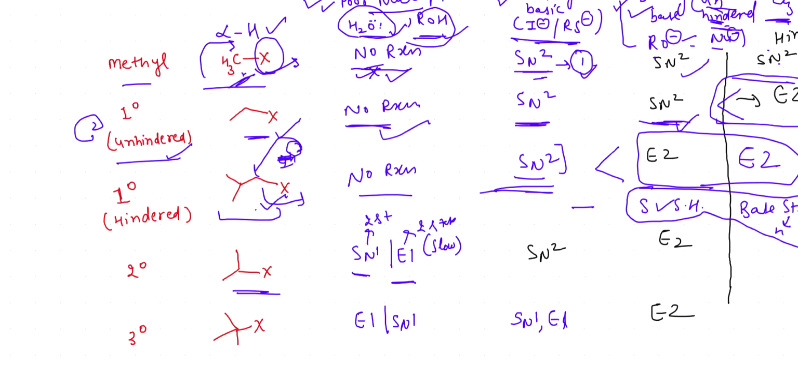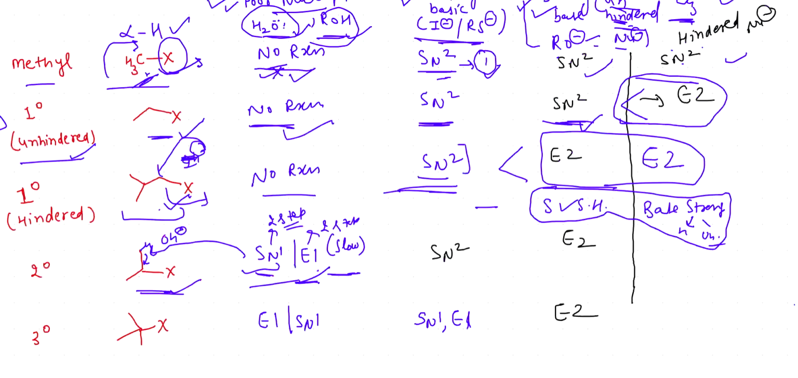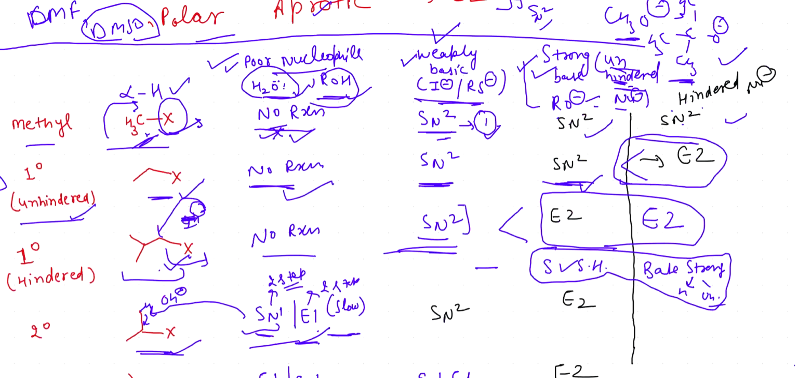So the first step in both is the formation of a carbocation. After formation of the cation in SN1, the nucleophile attacks, but in E1 the proton will be abstracted. Clear? But this is slow because the substrate is a secondary halide. If the nucleophile is weakly basic, not too strong, it would prefer only the SN2 mechanism, only substitution, because the nucleophile is weak.